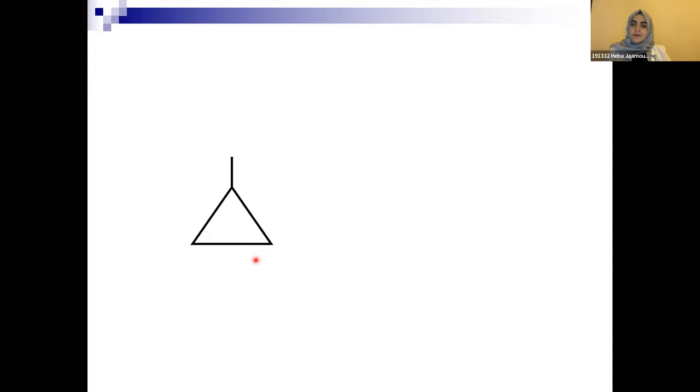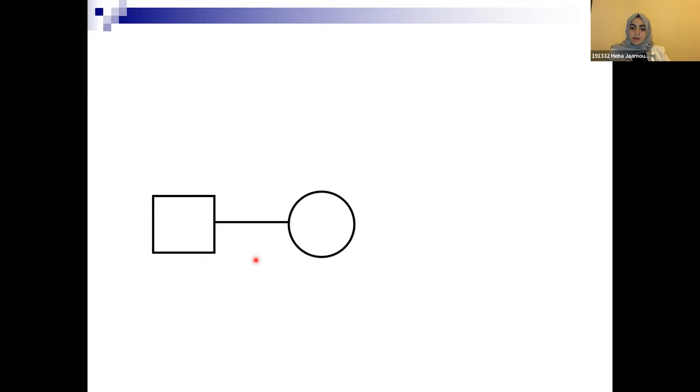This one is new. This one indicates a miscarriage. Okay. So it's neither a circle nor a square, not a male, not a female. If you want to think of something in between, it's a triangle. And it indicates that this is a miscarriage, okay? Clear? So remember, triangle, miscarriage. Moving on.